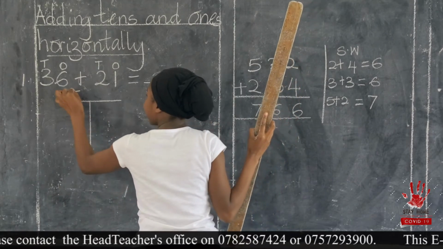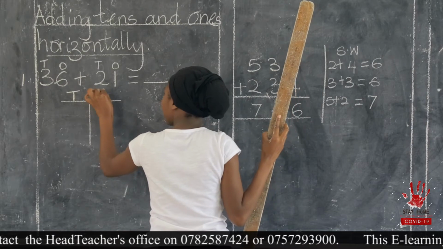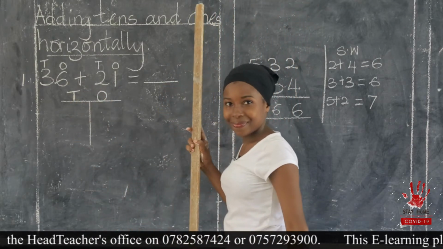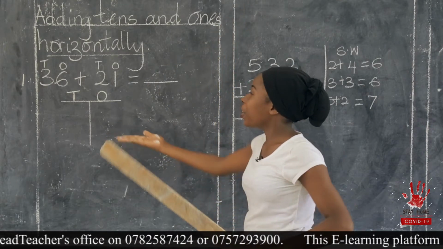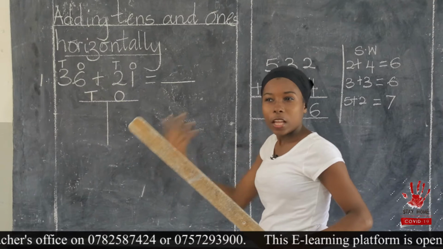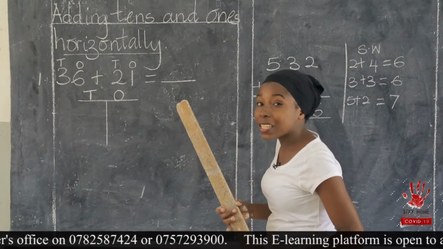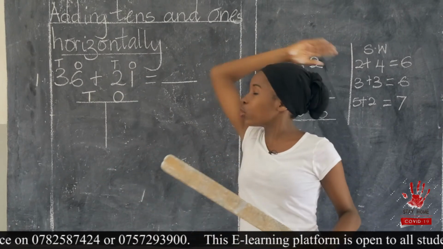Here you'll put the numbers in tens, and the numbers in ones are going to be put this side. You know what we are trying to do? We are trying to make them vertical. When you put them in a vertical way, it will be easy for us. We won't have to draw all the 36 balls and all the 21 balls.